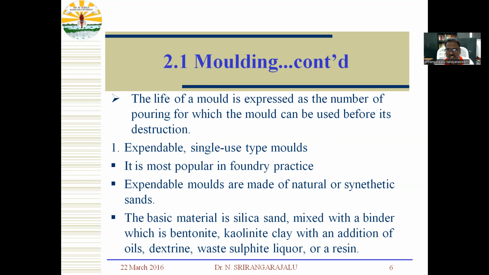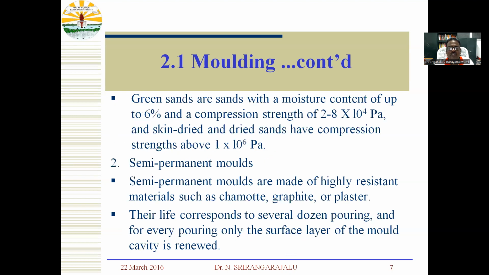The basic material is silica sand mixed with binder, which is bentonite, clay with an addition of oils, dextrin, waste sulfide liquor, or a resin. Green sands are sands with moisture content of up to 6% and compression strength of 2 to 8 × 10^4 Pascal, and skin dried and dried sands have compression strength above 1 × 10^6 Pascal.